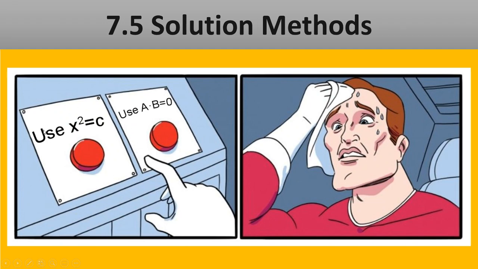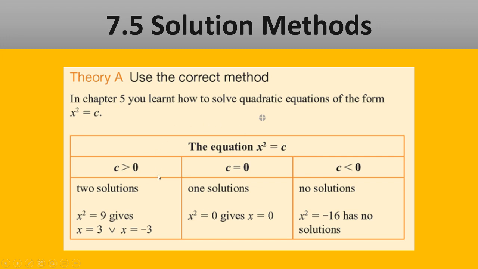Do you still remember this option? Right, this is what we're taking a look at in 7.4. But x squared is c is the method that we learned in chapter 5. We could solve quadratic equations already if they were of this particular form: x squared is a number.